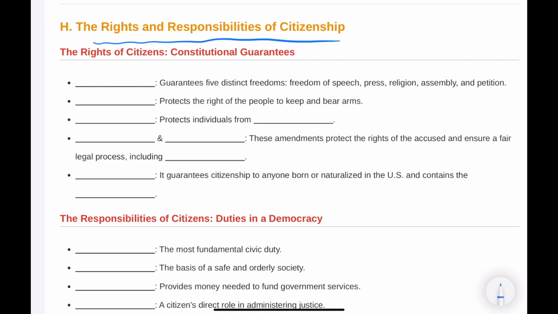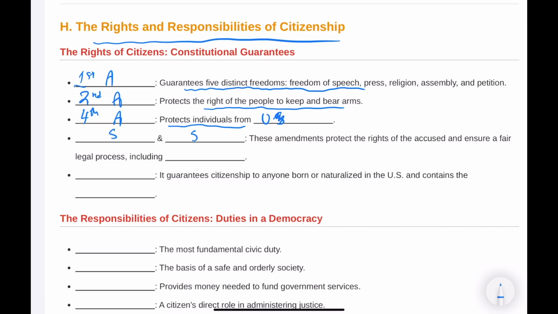Let's talk about the different amendments. This guarantees 5 distinct freedoms: speech, press, religion, assembly, and petition. This is our First Amendment. And then this protects the rights of people to bear arms. This is the Second Amendment. And this protects individuals from blank, blank, and blank. This is the Fourth Amendment, and it protects individuals from unreasonable searches and seizures.